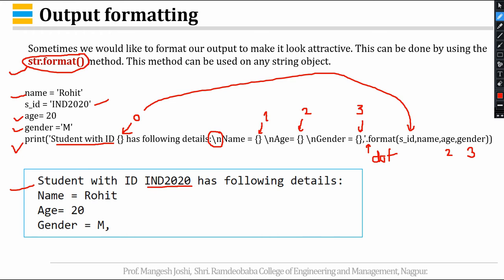In the second placeholder, having index 1, it will take the name, that is, the following details. Name is equal to Rohit. Then the second, age, so it will put 20, age is equal to 20. And last, the gender, in the third placeholder it will put M, that is male. So in this way you can display your string in a neat format.